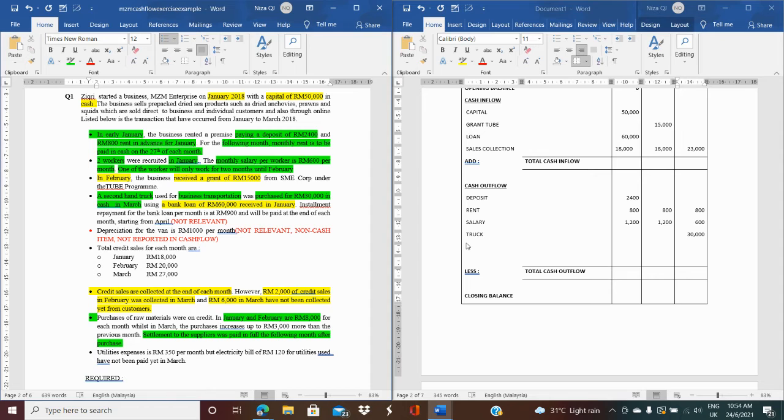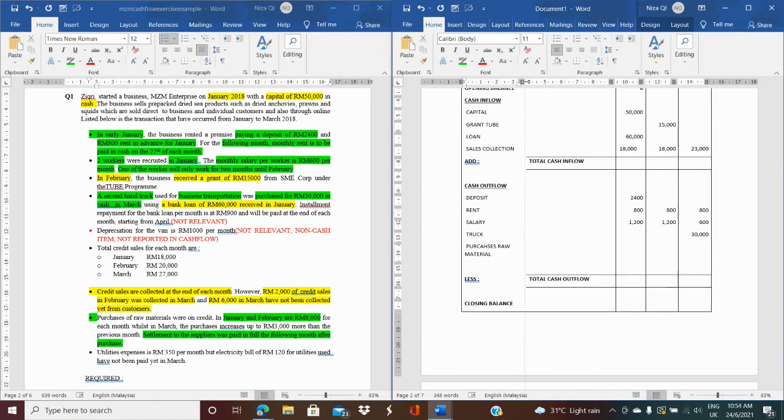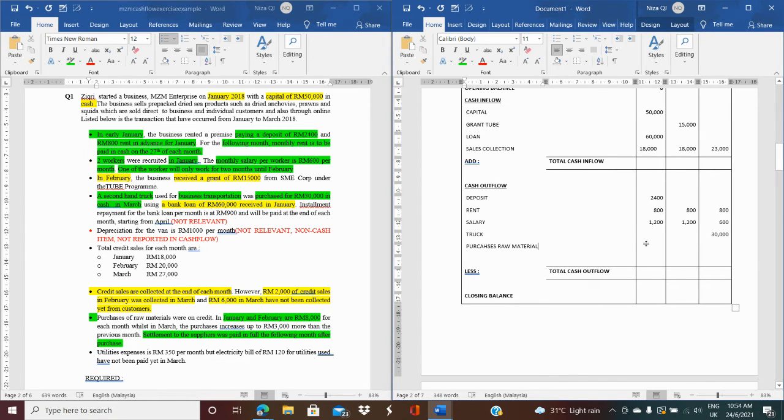So here, put under the truck, this is for purchase. Purchases, raw material. So when did this happen? Because you are actually settling, you have a debt. So when? For January, it will be in February. And for February, it's going to be in March.